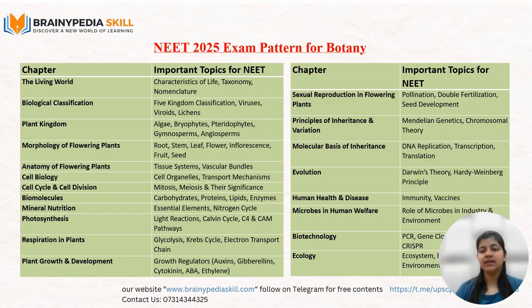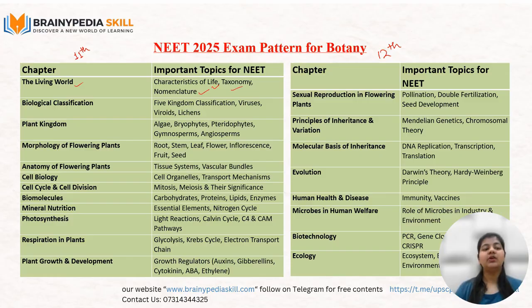Now, we will analyze the chapter-wise syllabus and highlight the most important topics from the perspective of NEET UG 2025. Okay, so let's talk about first our 11th class syllabus, then we will talk about our 12th class syllabus. So in 11th class, there is a chapter, the living world. In the living world, the most important topics, from which the probability of questions coming in the exam is high, are characteristics of life, taxonomy, and nomenclature.